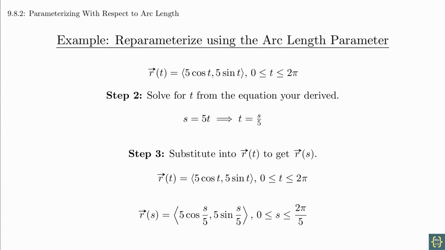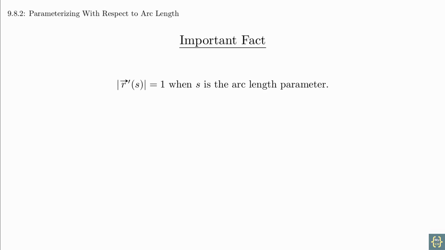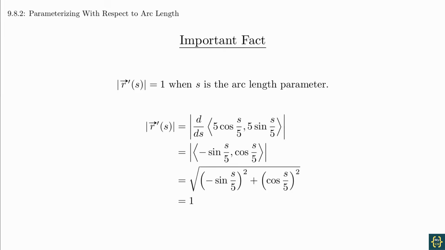And this gives us the curve parameterized by the arc length parameter. You may have noticed that the arc length parameter makes the equation look a bit messier. On the plus side, the arc length parameter has the property that the derivative of the position vector is always a vector of length 1. This corresponds to the idea that you're traveling at a constant speed of 1 unit of distance per unit time.